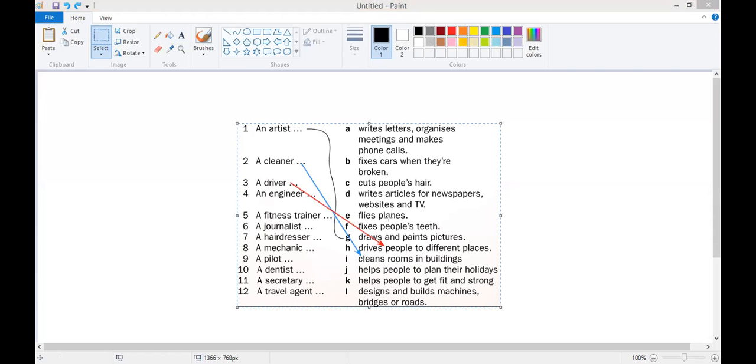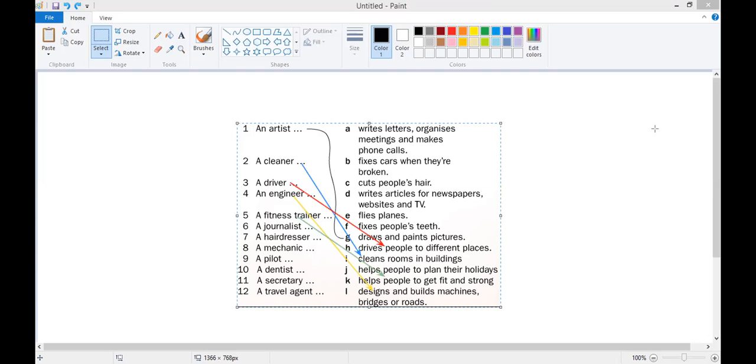An engineer, we have another one. An engineer, we talked about engineers designing and building machines, bridges, or roads. Okay, they oversee the construction of a machine, a bridge, or a road. All right. What about this next one? A fitness trainer. What does a fitness trainer do? A fitness trainer, well, he helps people get in shape. So he helps them to get fit and strong.